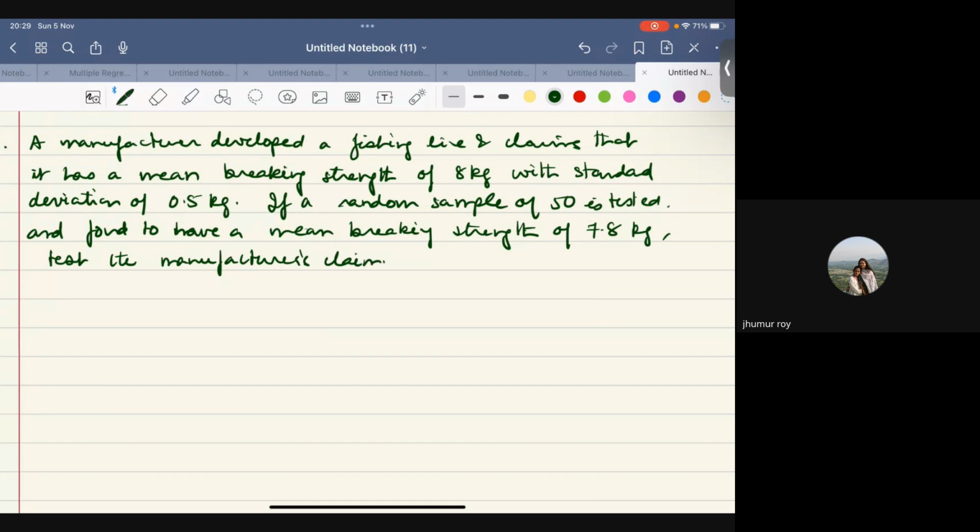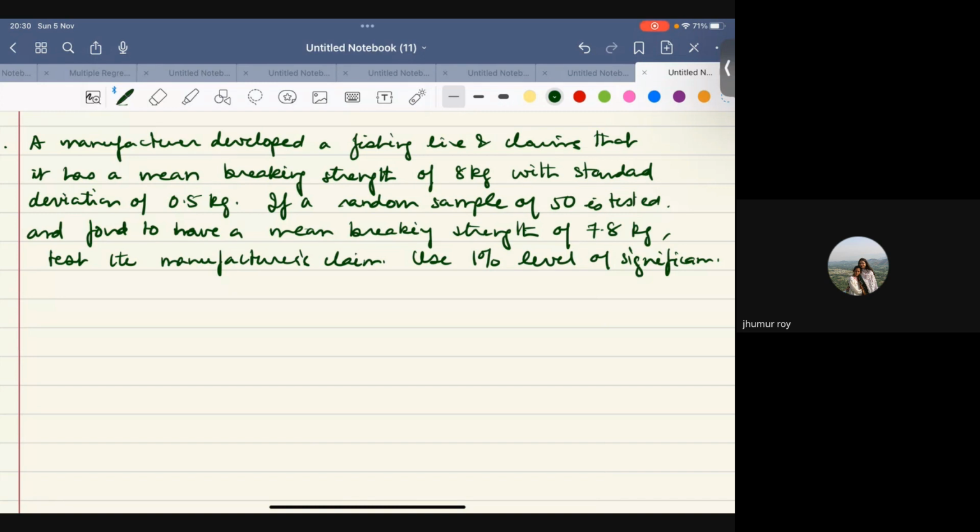Okay, so here they have said use 1% level of significance. Use 1% level of significance means 99% your answer has to be correct. Means if it is within 99%, then only you will accept it. Only 1% of results will be rejected.